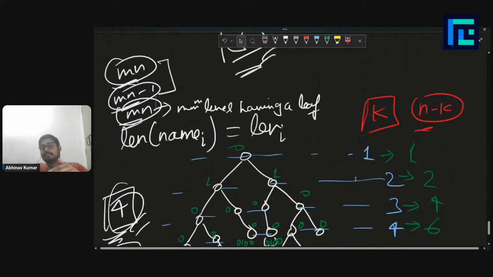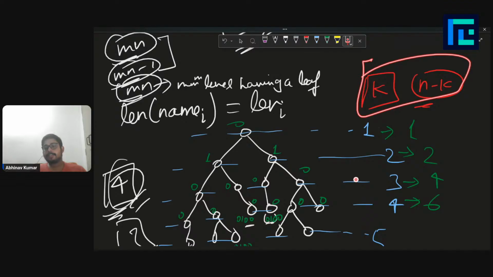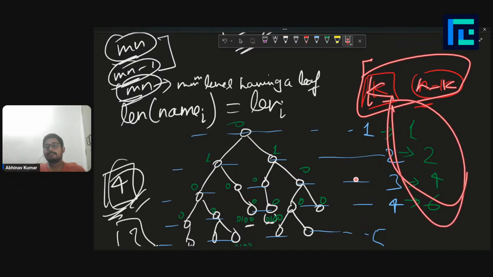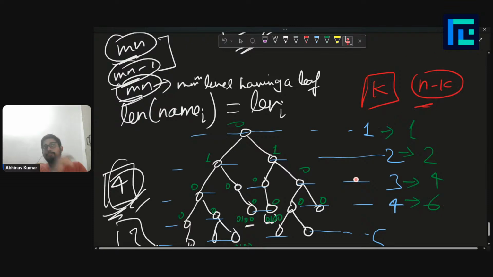Once you get these frequencies, how do we check whether k zeros and n minus k ones, using that we can distribute them into zeros and ones? This is like a knapsack DP. I hope you would have got the intuition of that.